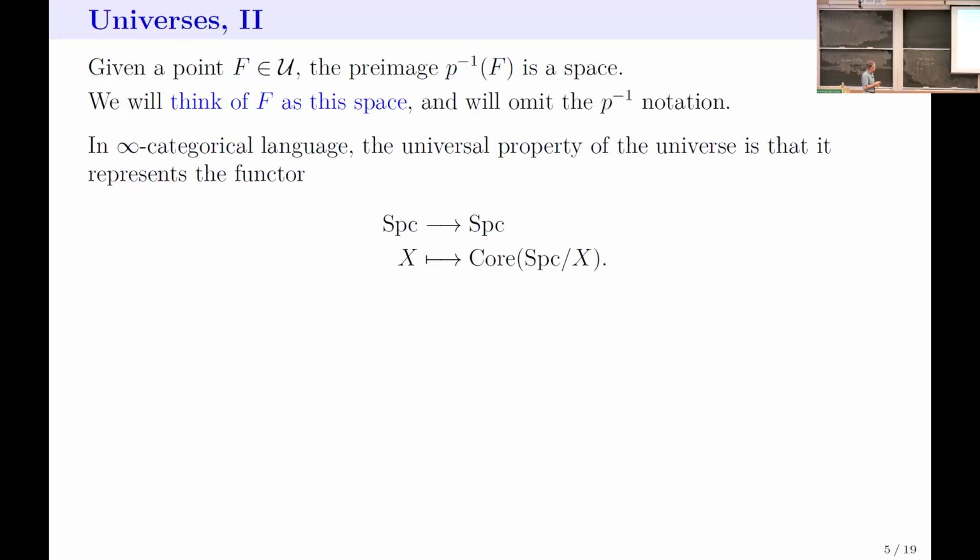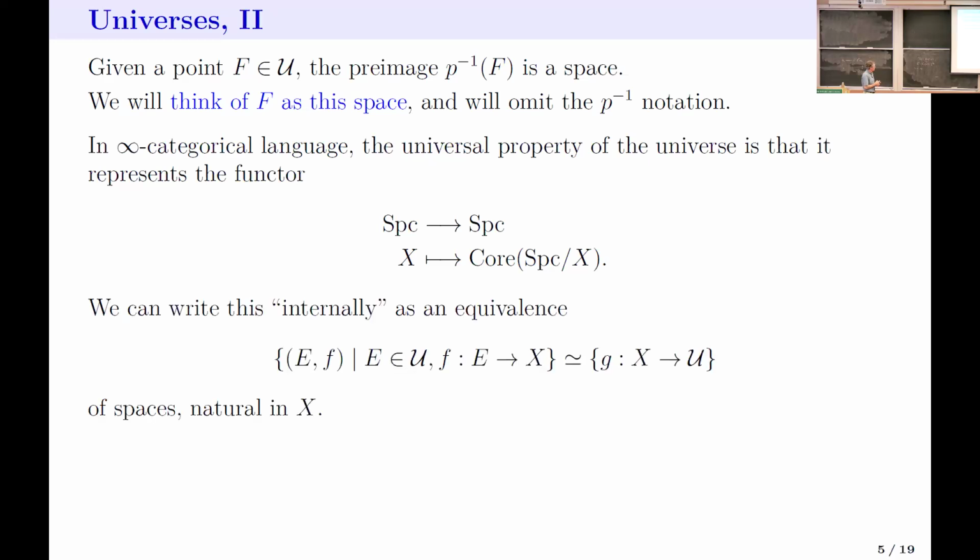So let me give you a more down-to-earth way to express that. This is a more internal form. That form requires you to step outside of the category and use infinity category language, but I want to give this as an equivalence of spaces themselves. So on the right-hand side, what I've got here is just a space of all maps from X to U. I've written curly brackets, but I want you to think of this as the space of all maps between these two spaces. The left-hand side's a little bit trickier to understand.